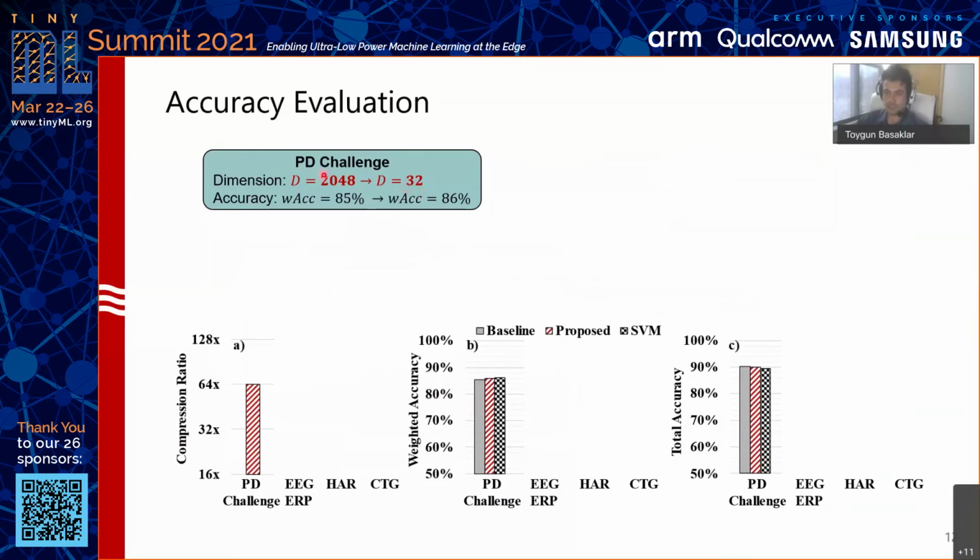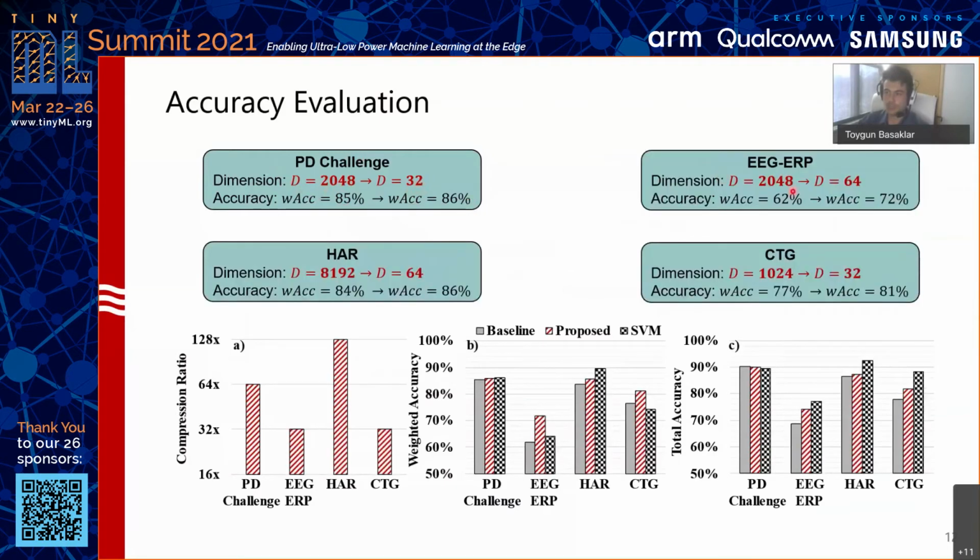For example, in PD challenge datasets, the baseline HTC implementation gives 85% accuracy using 2,000 dimensions, but our proposed approach gives 86% accuracy using only 32 dimensions. And similarly, the proposed approach significantly reduces the dimensionality and improves the accuracy of the model, as can be seen from here. We also apply a lightweight learning algorithm, SVM, as a comparison point, and HTC seems to achieve, again, competitive accuracy with SVM too.